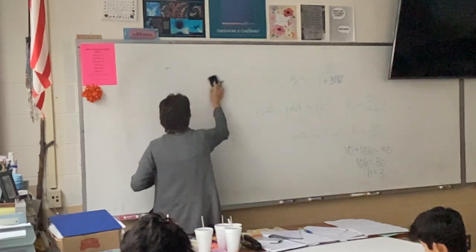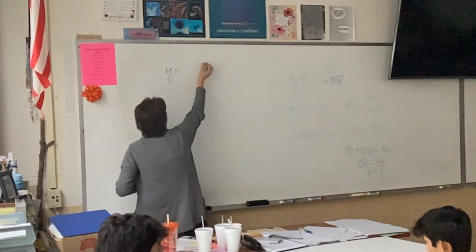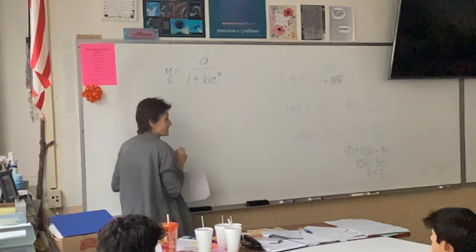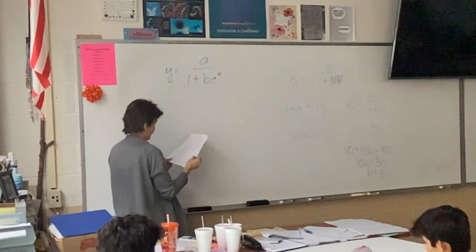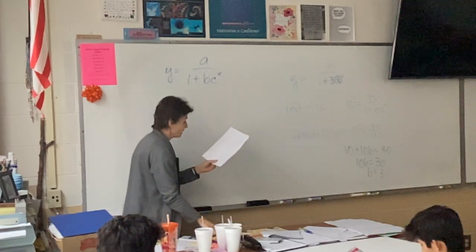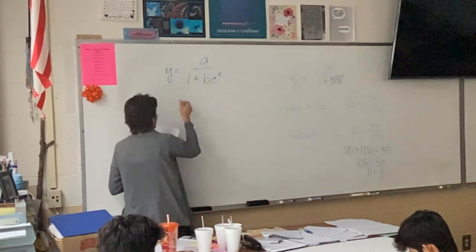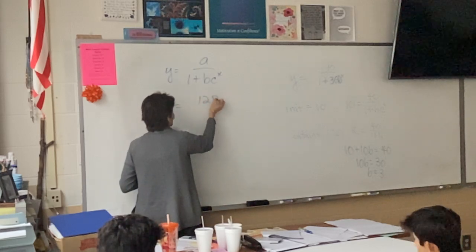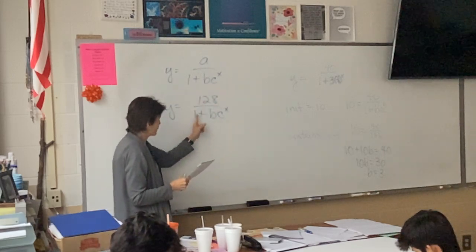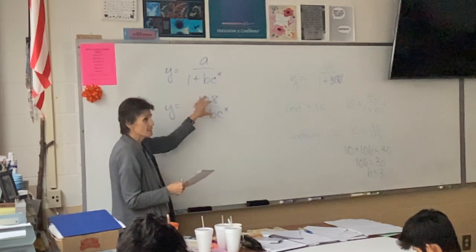Remembering that our goal is A over 1 plus B C to the X. That's what we're shooting for. We know in problem B that the limit to growth is 128. So that goes in on top, because this ratio right here, 128 over 1, is my limit to growth.